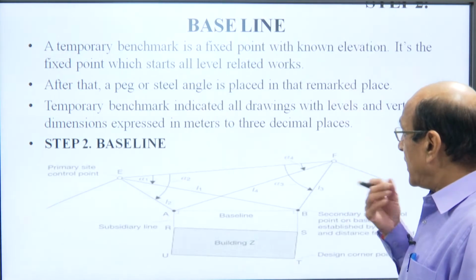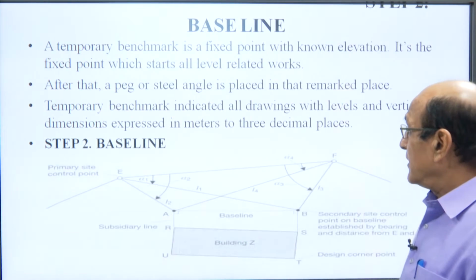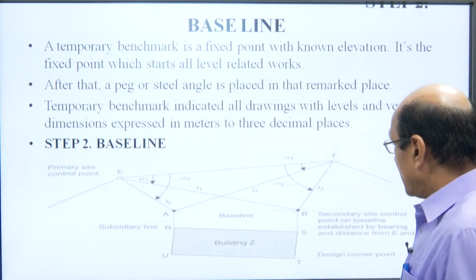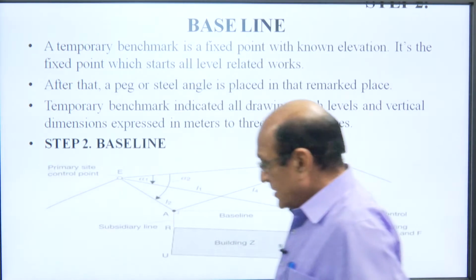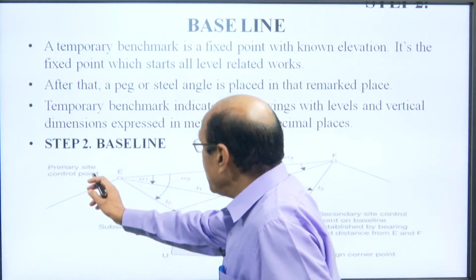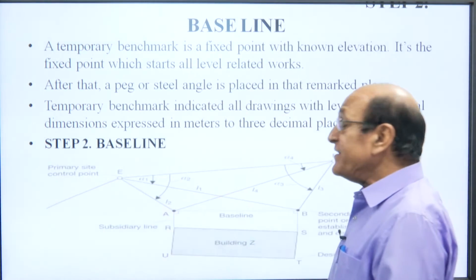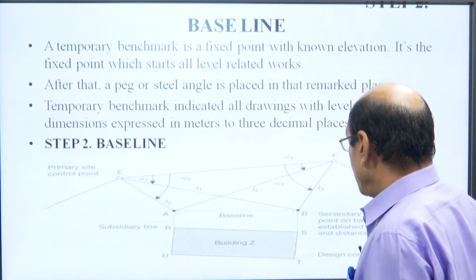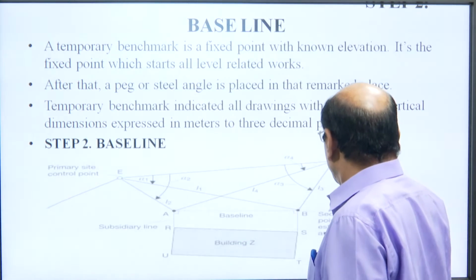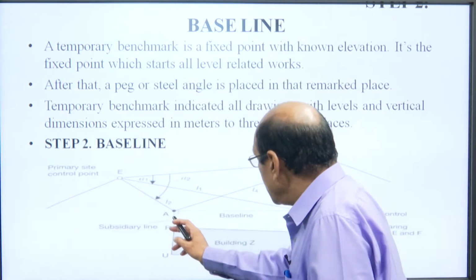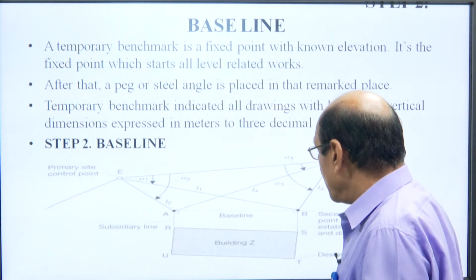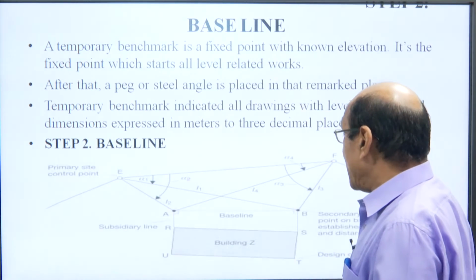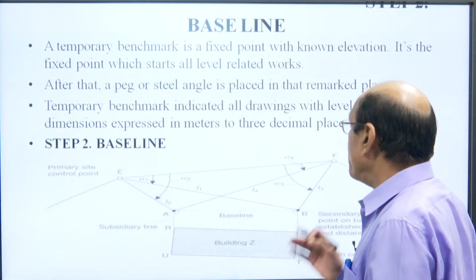So, this is the marking of the dimension. Step 2 is the baseline. You can see here, this is the primary site control point. E is the primary site control point, and here is A, the starting of the baseline.